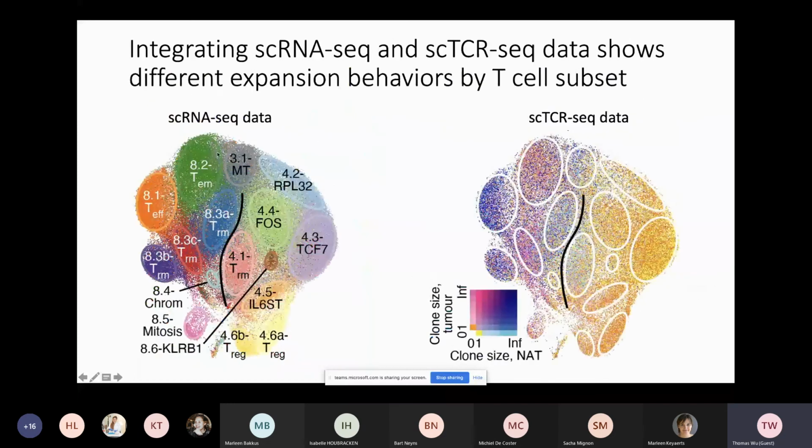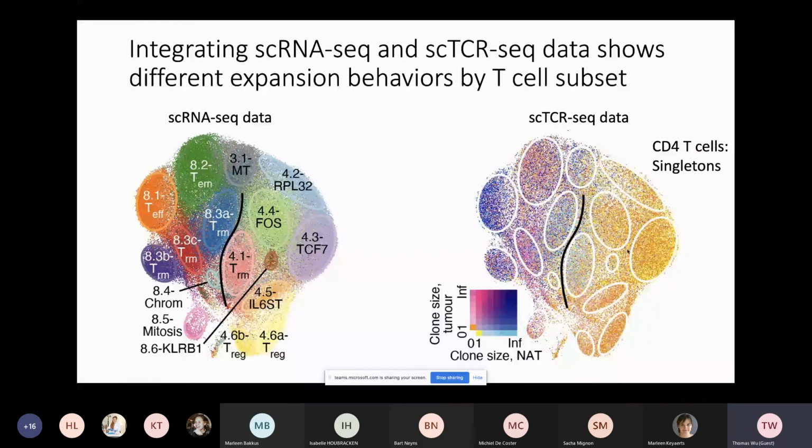So here I've shown the single-cell RNA-seq data before on the left, and on the right I'm showing the single-cell TCR-seq data for each cell based on its parent clone. And I'm using this color code where purple represents a high degree of dual expansion, pink represents a high degree of tumor expansion, and blue represents a high degree of NAT expansion, and then yellow and orange represent these singletons you see here. And what you can see here is that CD4 T cells largely are not expanded.